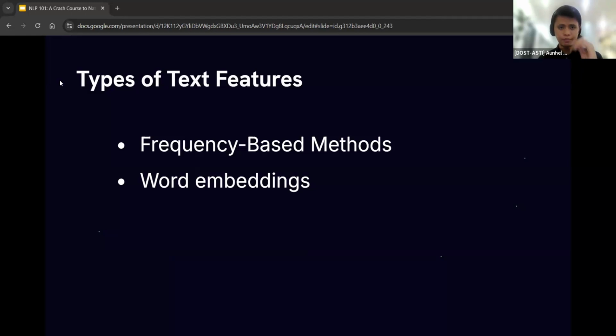Okay, so we can categorize feature extraction methods into two types. We have the frequency-based methods. And the next, which is more commonly used today, is what we call word embeddings. So we'll be taking a deeper dive into these types of feature extraction methods.